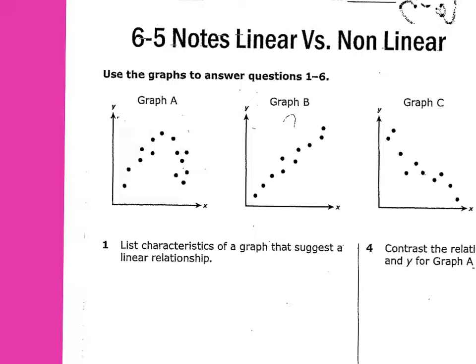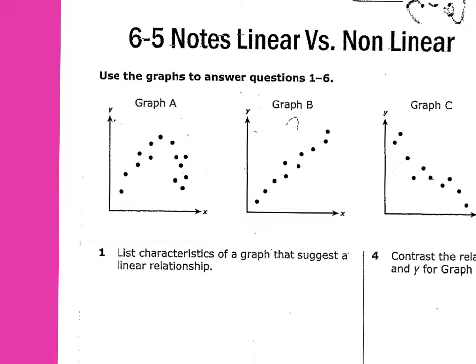So graph A, you want to look at to see if it's linear or nonlinear. Could you draw a straight line through most of the points? No, we can't. So that means it's nonlinear, because linear has the word line in it. So if you can't draw a straight line in it, then it's nonlinear. This guy, however, we can draw a straight line through most of those points, so that means it's linear.